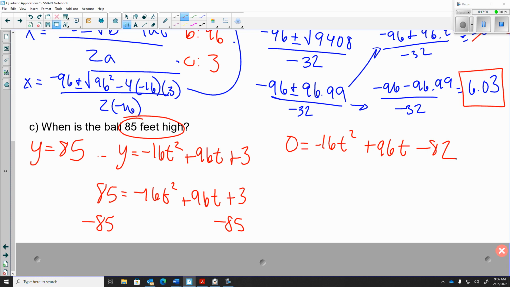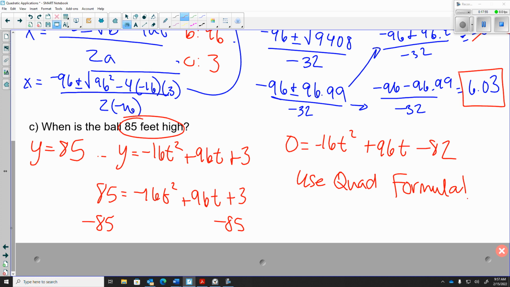Woo! For sake of time, guys, we're not going to carry this one all the way out. But you would use the quadratic formula to solve it again, and then you'd be done. Does that make a little bit of sense? All right, last piece, and then I'm done talking.